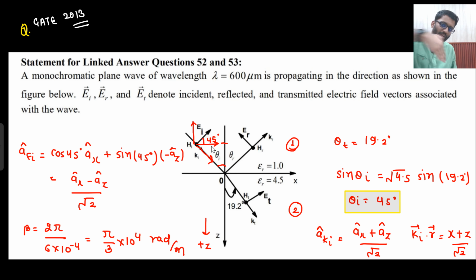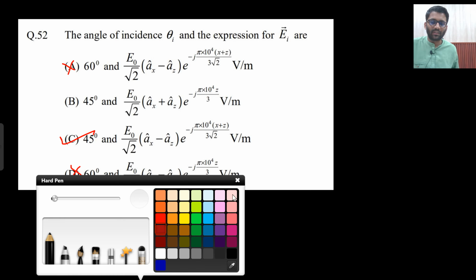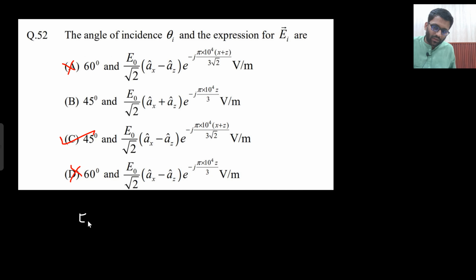This is how my wave is going, no? These two vectors I am taking, so plus x and plus z. Is that clear to you? So this is my k dot r. Now how would I write down the equation? I need to write down the incident electric field. That would be E naught e to the power minus j k dot r and then a_Ei cap.